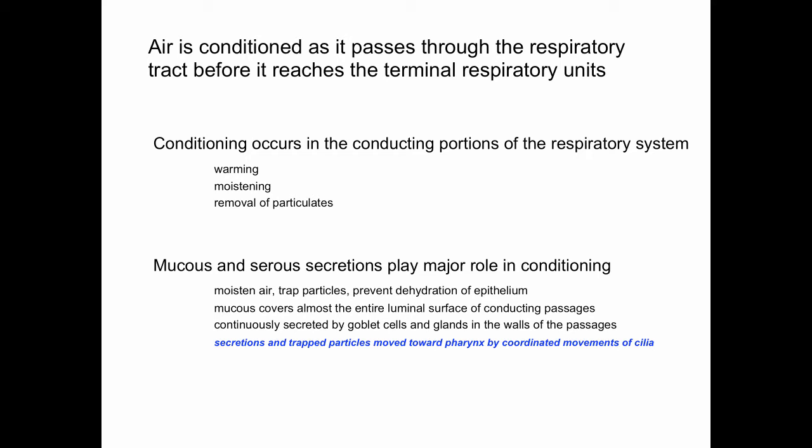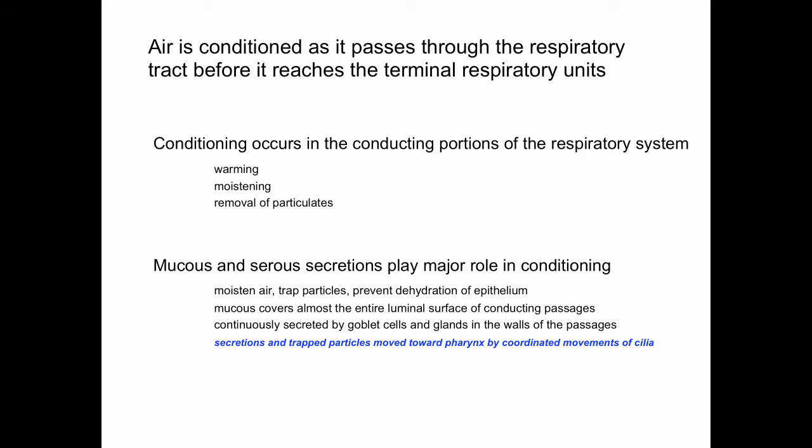Air is conditioned as it passes through the respiratory tract before it reaches the terminal respiratory units. And this conditioning of air occurs in the conducting portions of the respiratory system, and it involves warming the air, moistening the air, and removal of particulates that might be trapped in the air. Essentially, mucus and serous secretions play the most significant role in conditioning of the air. You might be aware that the air is moistened. Trapped particles are captured in that moistened air, and that air is also moistened to prevent dehydration of the epithelium.